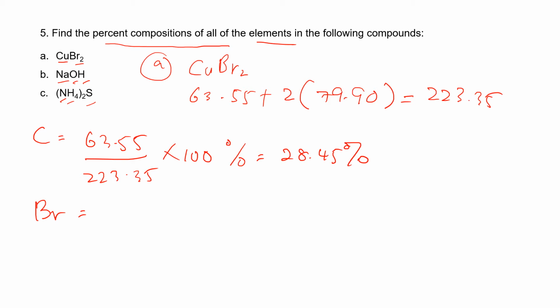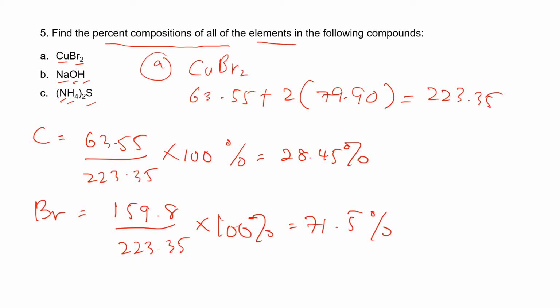Okay, for bromine, so you have 159.8. Why 159.8? Because we times the atomic mass for bromine by 2. Okay, so divide by 223.35 times 100. So you will get 71.5%. So when you total up the percentages of copper and bromine, you will get 100%. So meaning that your answer is correct.